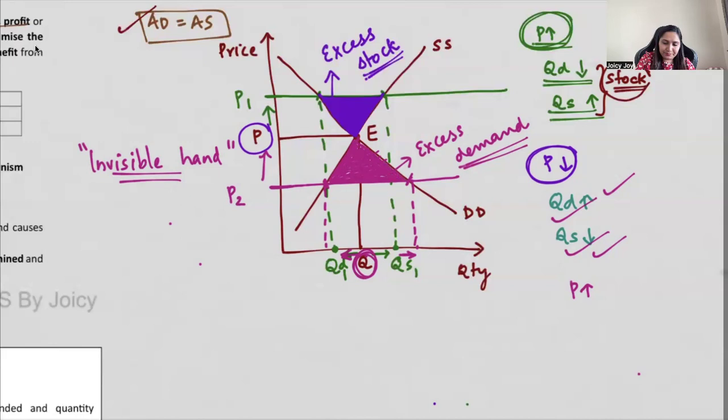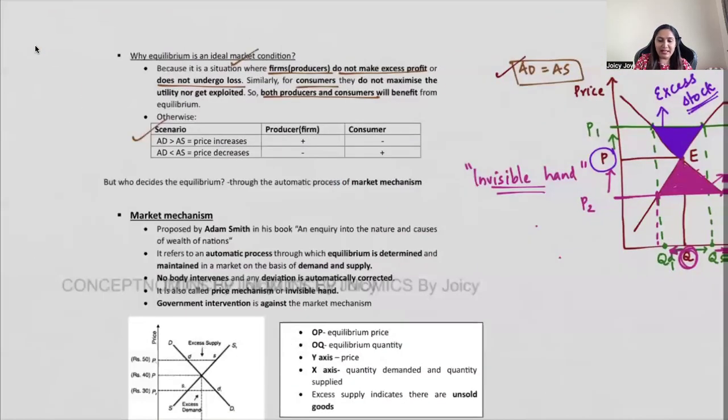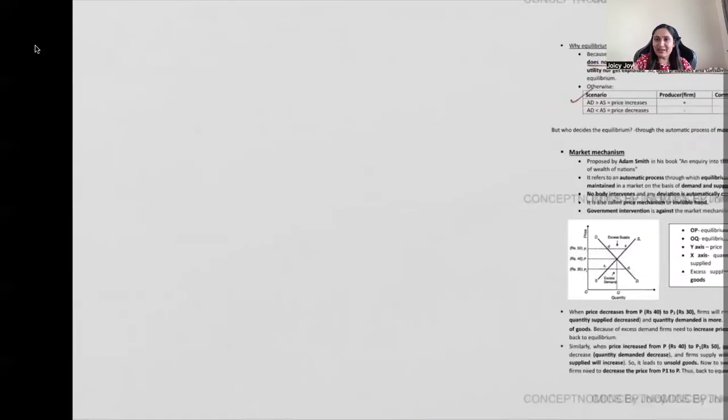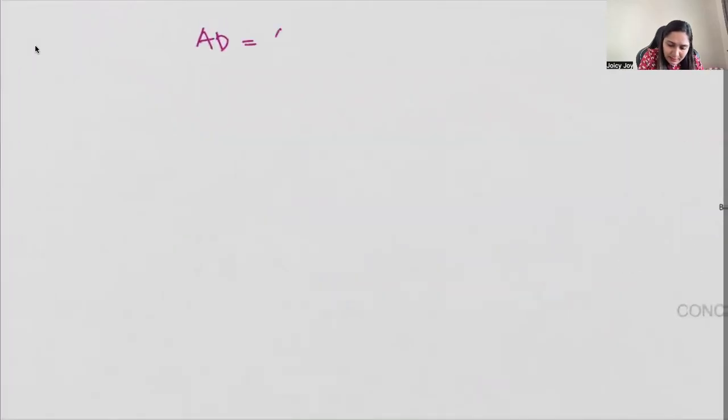Okay. Now, I hope it's clear for you. For those who haven't understood this concept of equilibrium, let us try to explain this without the help of a graph. Okay, let's see what helps you. So, what is equilibrium? It is where aggregate demand is equal to aggregate supply. It's a market situation where the aggregate demand is equal to aggregate supply. Everything is good. Both the consumer and the producer are equally benefiting from the situation.